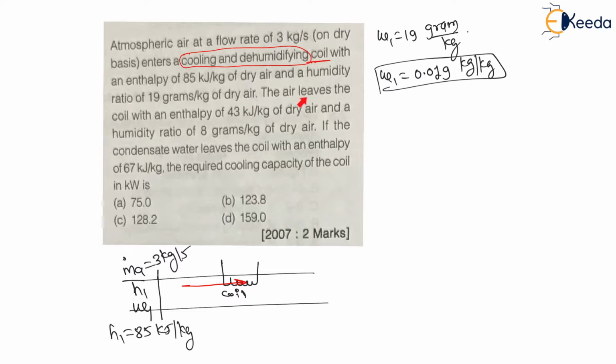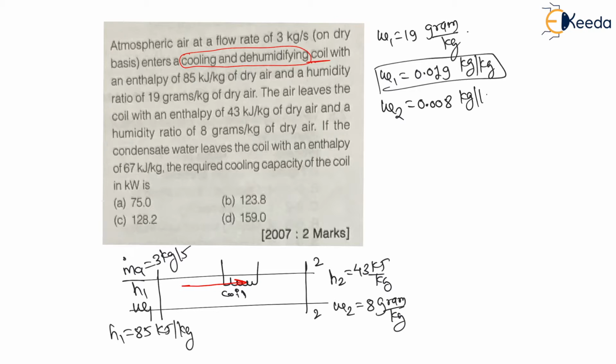Again, the air leaves the coil with an enthalpy of 43 kilojoule per kg of dry air and humidity ratio of 8 gram per kg of dry air. Now at exit, let us say 2, enthalpy H2 is given as 43 kilojoule per kg and specific humidity omega 2 is given as 8 gram per kg. Therefore specific humidity omega 2 is equal to 0.008 kg per kg.